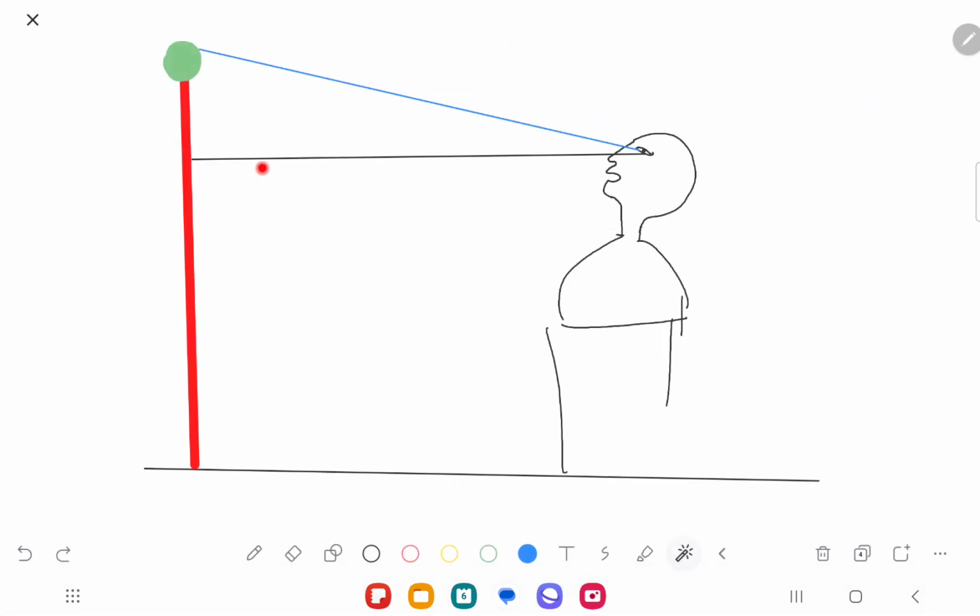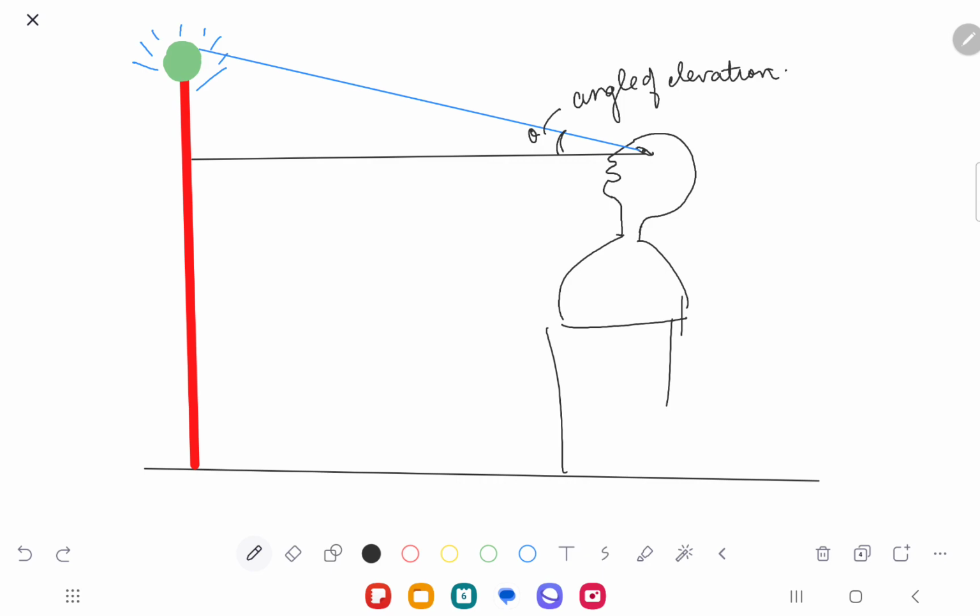In this example, the person has to look at a certain height above him because obviously he's trying to look at a building or some light, some pole light or something like that. So he is going to make this particular angle, and this angle shall be called the angle of elevation. You understand?